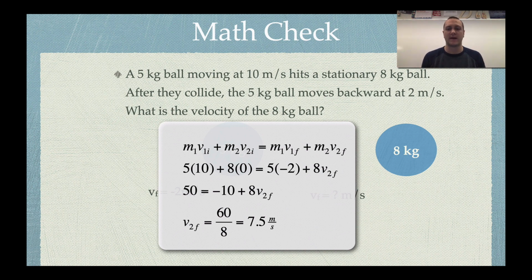So the initial momentum of mass 2 drops out, so the overall momentum in the system pre-collision is 50 kilogram meters per second. Object 1 of 5 kilograms has a momentum of -10 kilogram meters per second post-collision, so we can add that over and then divide the 8. So a little bit of algebra is going to yield us 7.5 meters per second in the positive or forward direction for object 2.